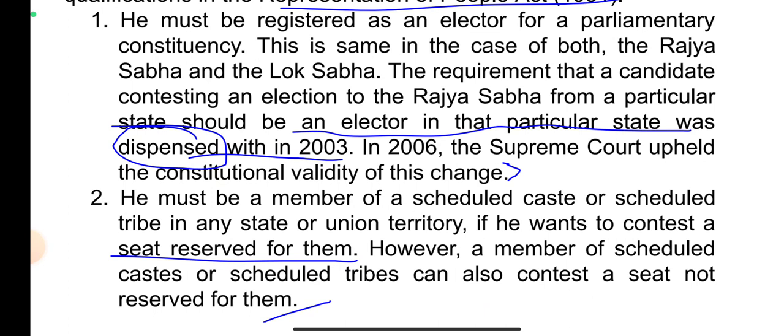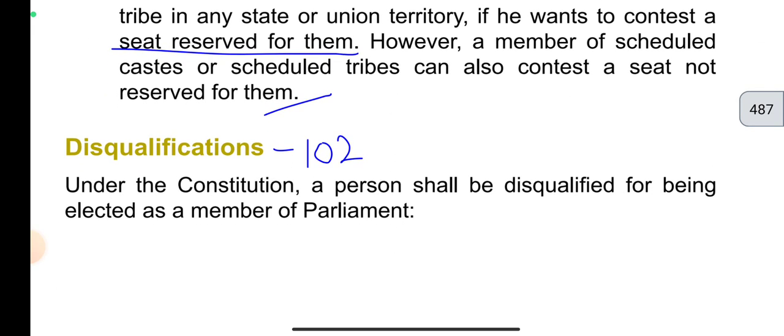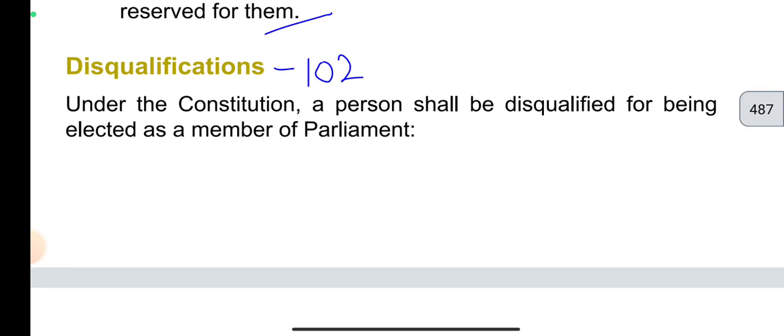The requirement that a candidate contesting an election to the Rajya Sabha from a particular state should be an elector in that particular state was dispensed with in 2003. In 2006, the Supreme Court upheld the constitutional validity of this change. He must be a member of a scheduled caste or scheduled tribe in any state or union territory if he wants to contest a seat reserved for them. However, a member of a scheduled caste or scheduled tribe can also contest a seat not reserved for them.